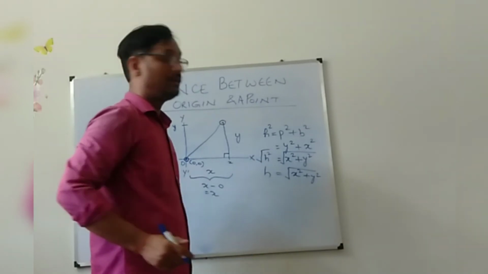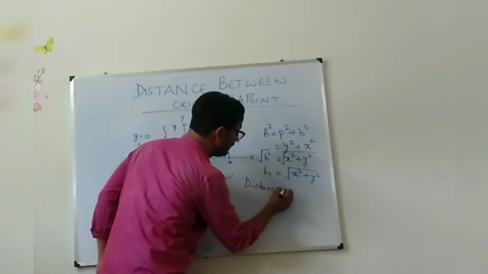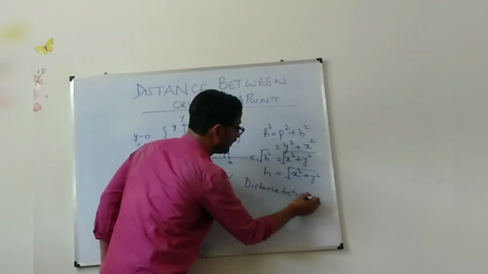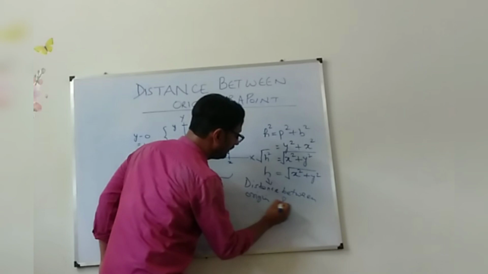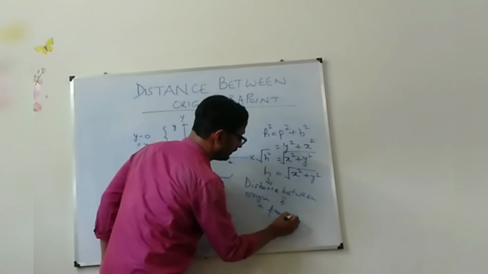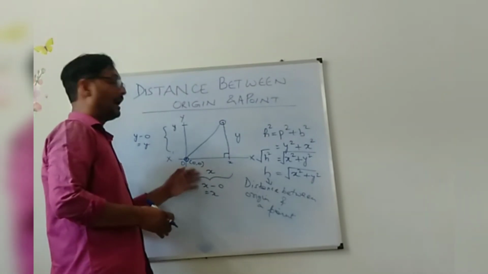So what is h? H is the distance between the origin and a point. So this is the formula. I hope you people have understood this.